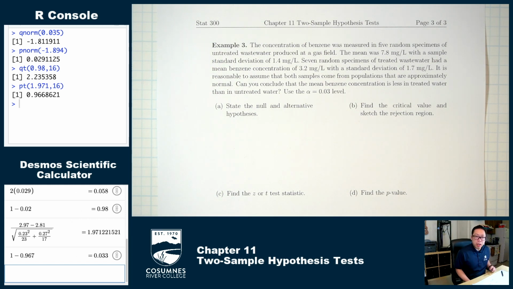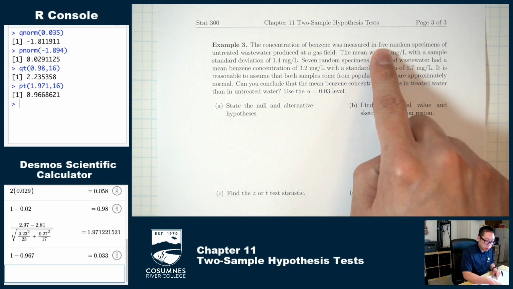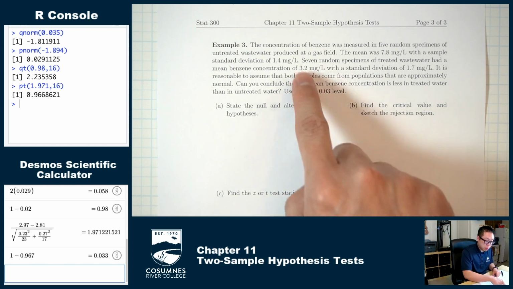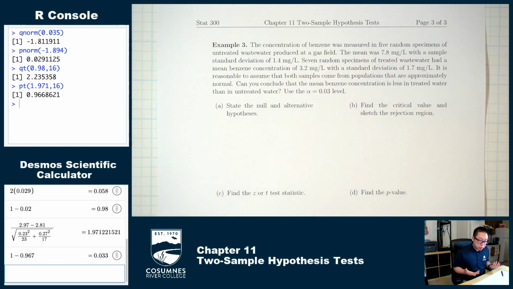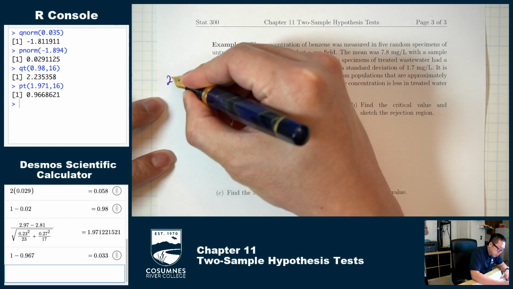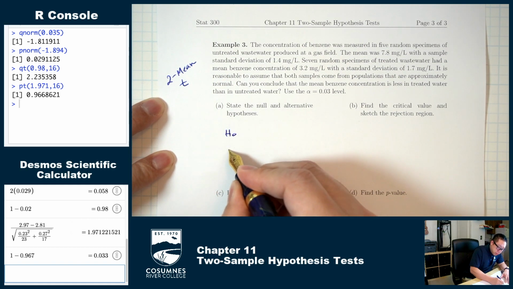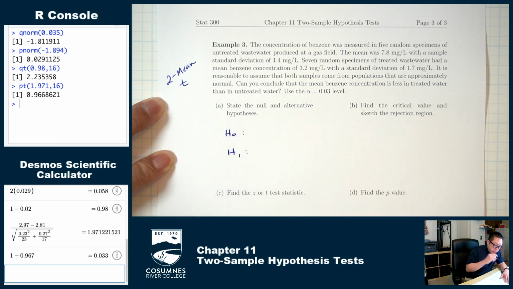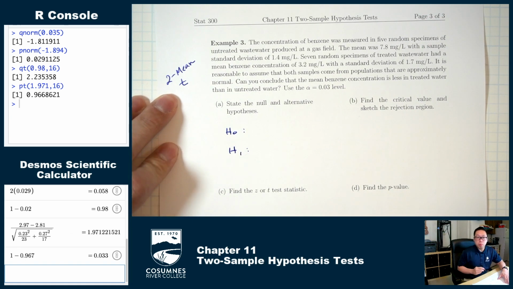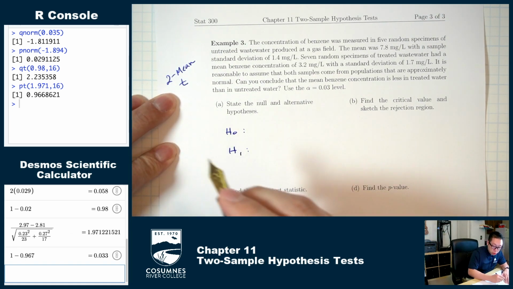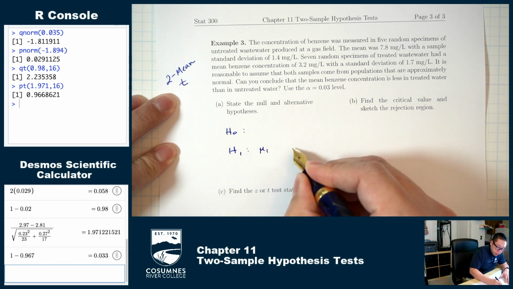Okay, definitely two proportions, right? We're talking about a group of 5 untreated water and then a group of 7 treated water. So two means or two proportions. Can you conclude that the mean? So this is a two mean question. And to remind myself, I should be using t's throughout. H0, H1. Because we're talking about means, I should be using the symbol for mean, which is mu. And because we're talking about 2 of them, it should be mu1, mu2.